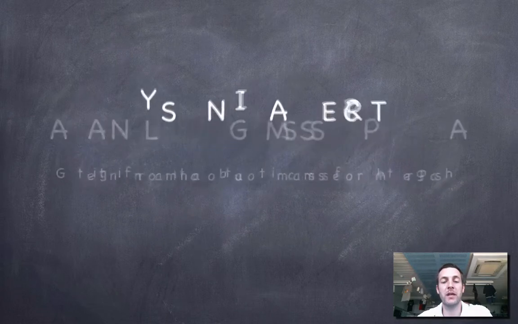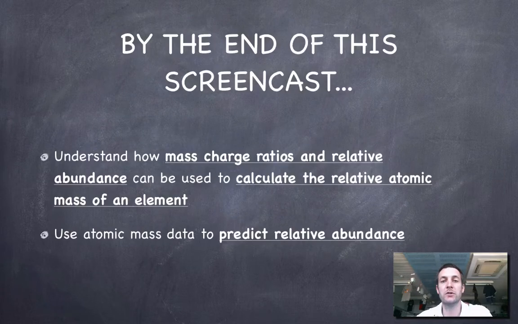Okay, so hopefully by the end of this film you'll be able to use the mass charge ratios and relative abundances that we can get from a mass spectrum to calculate the relative atomic mass of an element. And not only that, but you'll be able to do the problem in reverse, and use the atomic mass of an element to determine what the relative abundances of the isotopes were. And hopefully you'll also understand what all these terms mean.